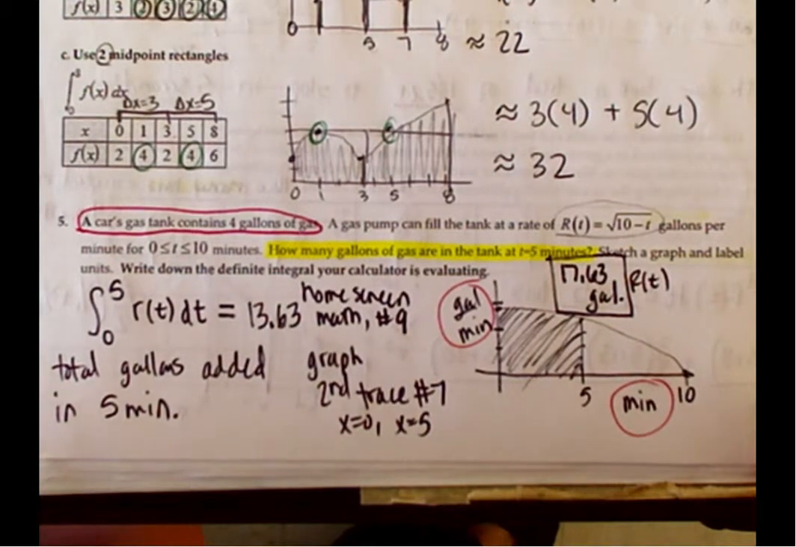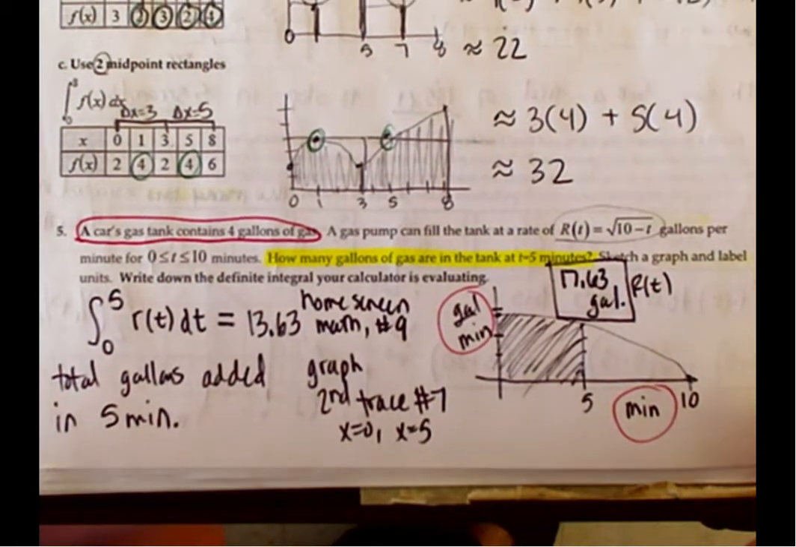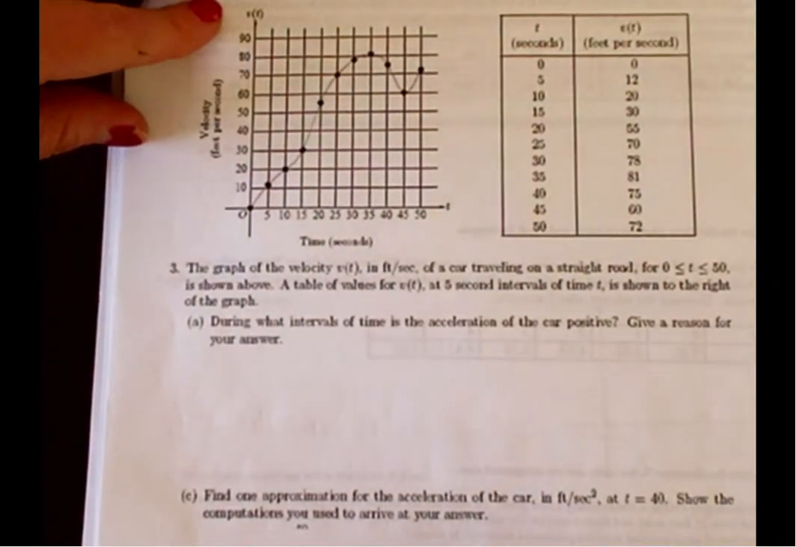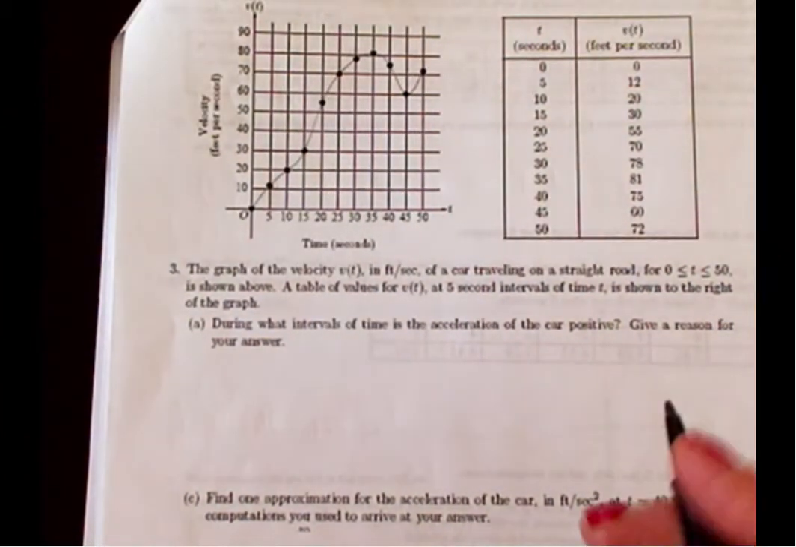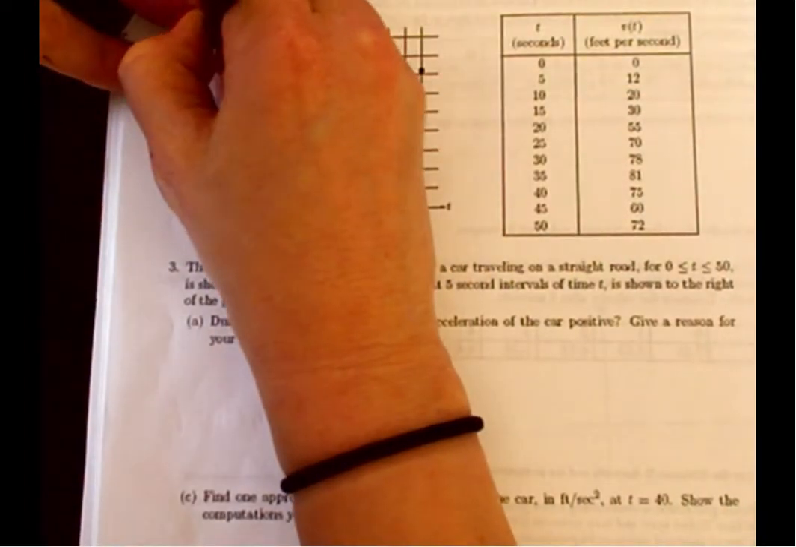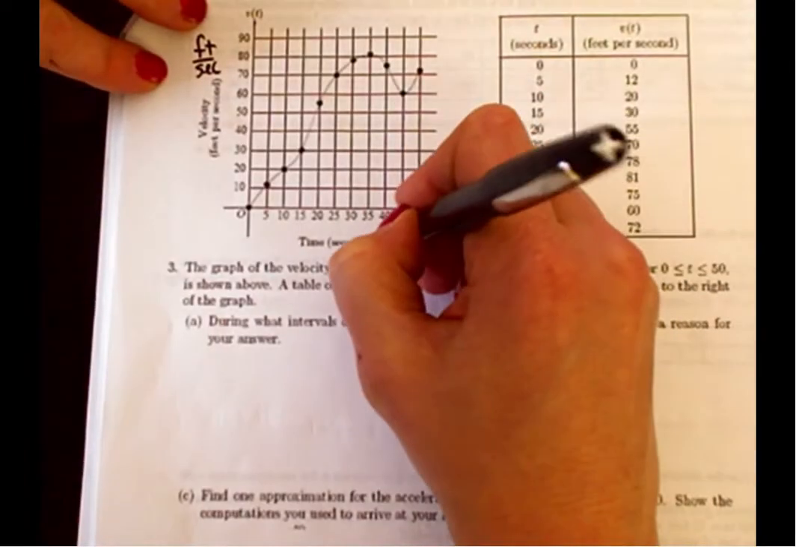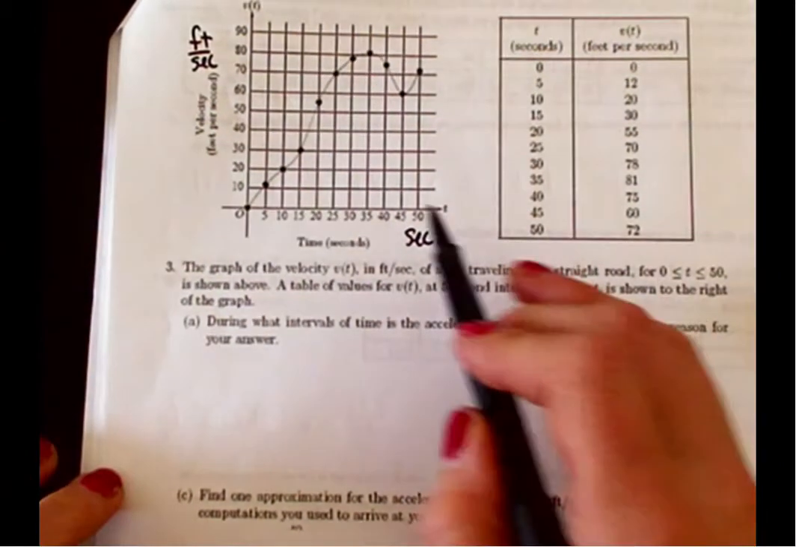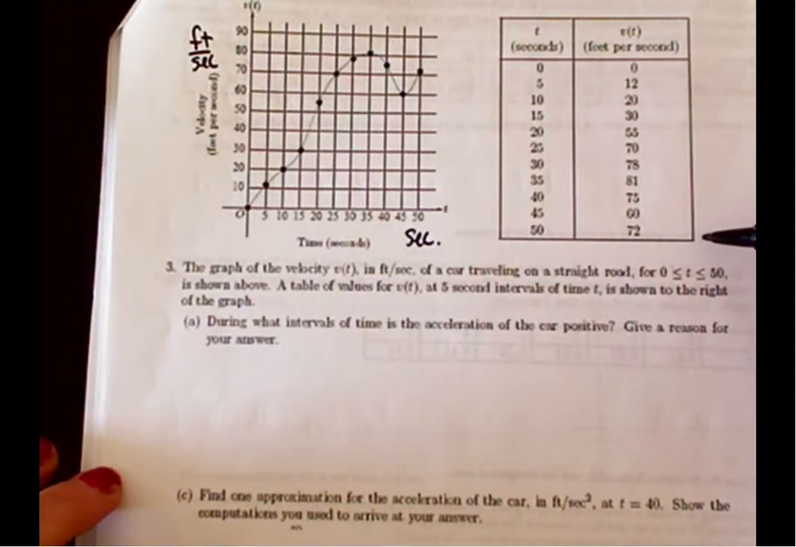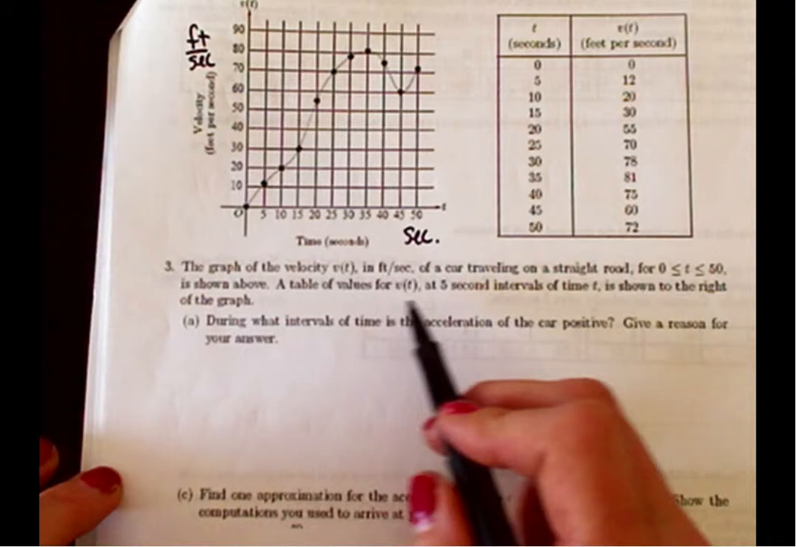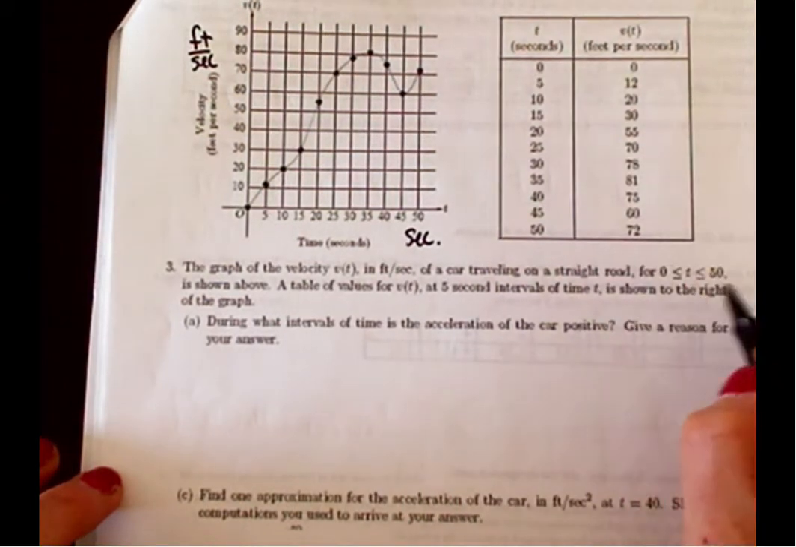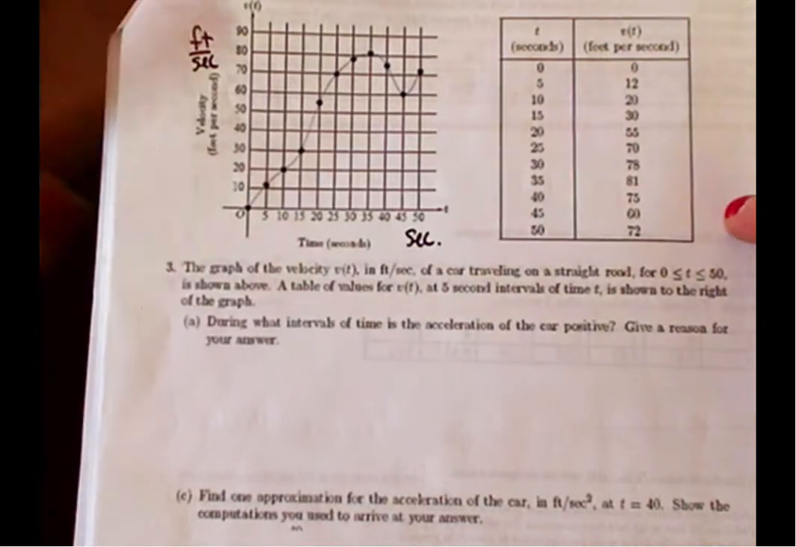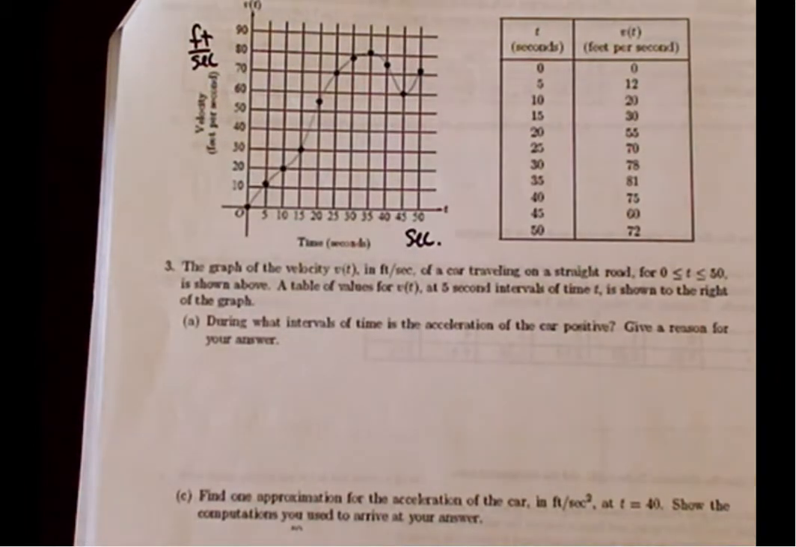Ready? Turn the page. We're going to do example 6. The graph of velocity in feet per second and seconds. I like to label my units bigger. From 0 to 50 seconds, and there's my table of values, 5 seconds each. And there you go. This is the graph. Those are the points. You don't have to guess any of the values.